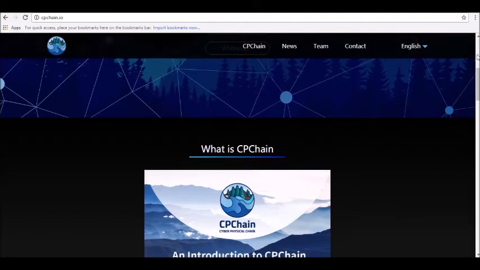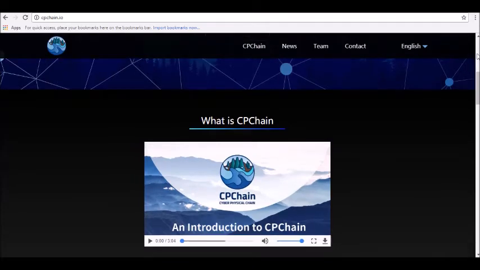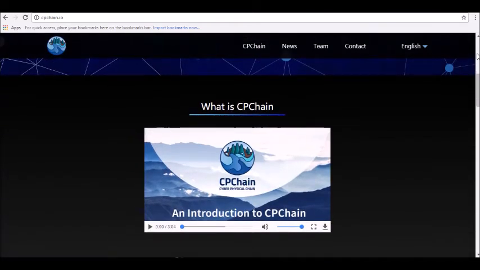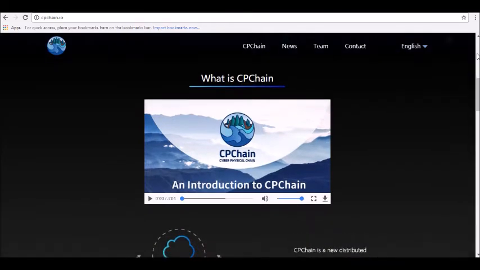The beta chain for CPChain is expected to go live in Q3 2018. A sample application will follow in summer of 2019. By the beginning of 2020, CPChain will be in a position to have a fully viable and functioning protocol with a number of live commercial partners.